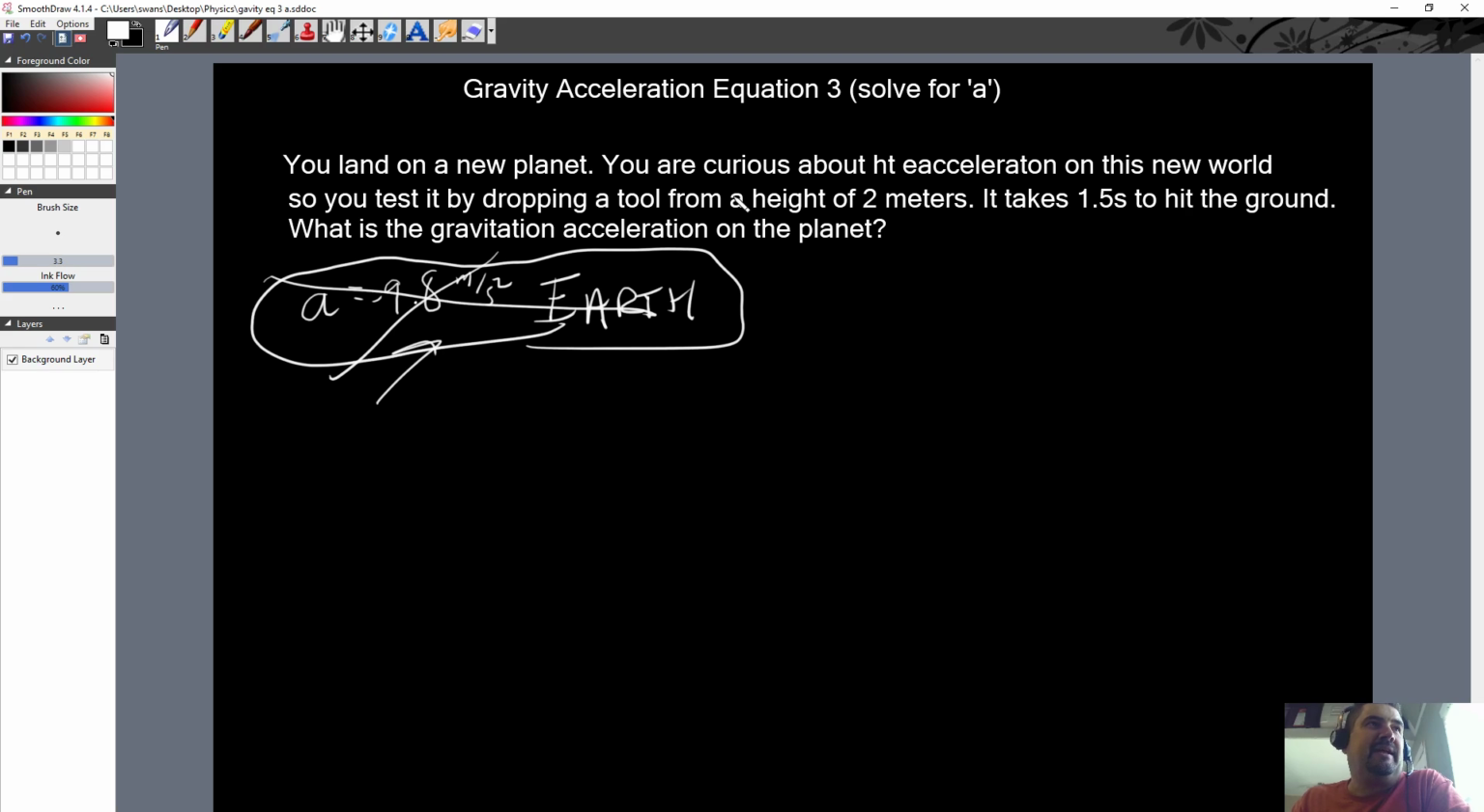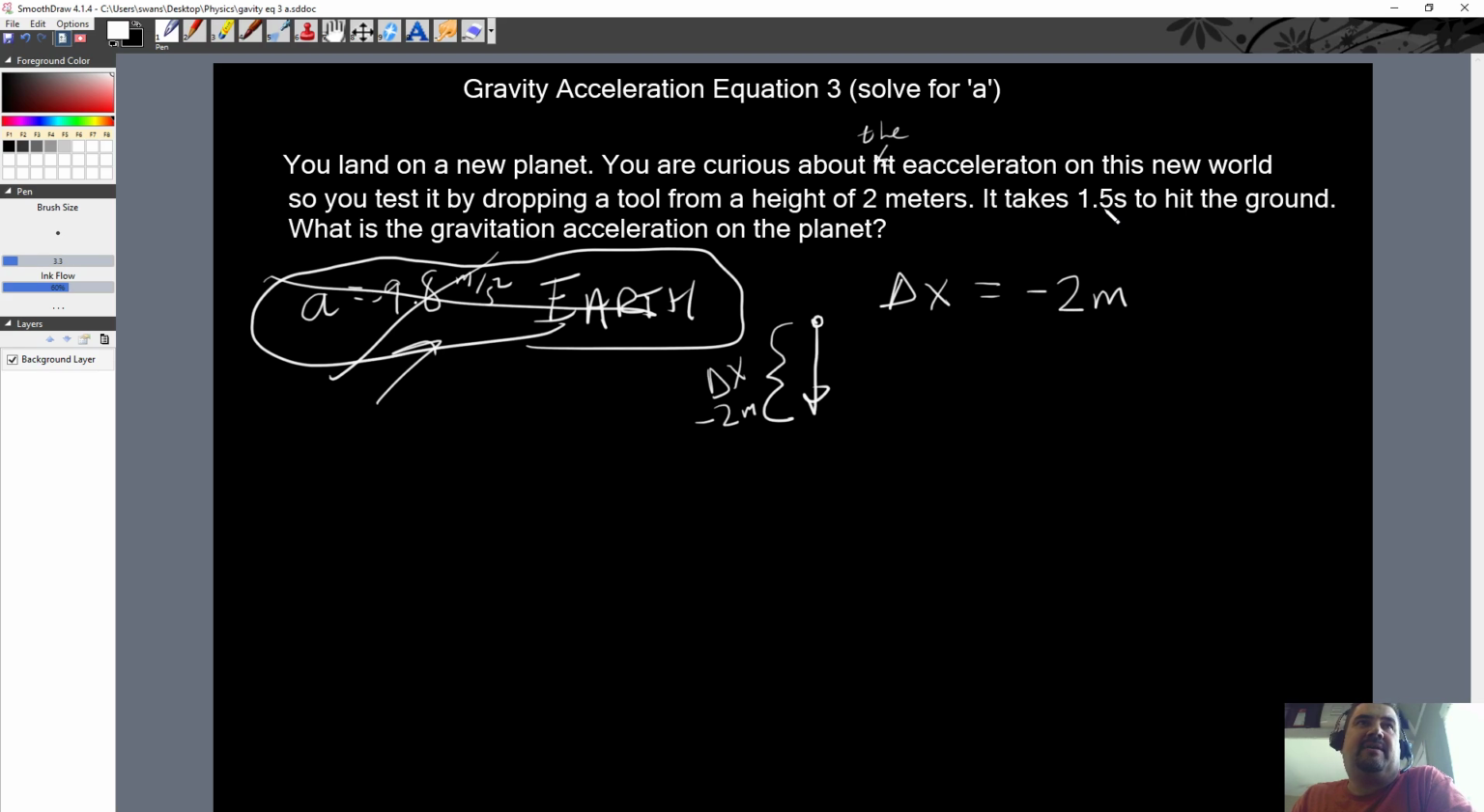If you land on a new planet, you are curious about the acceleration on that world. You test it by dropping a tool from a height of 2 meters. So you grab a tool from your tool belt, measure 2 meters high, and drop it. So we know its change in displacement will be negative 2 meters. Why is it negative? Because it's going to fall downward. It did not move upward 2 meters, it moved down 2 meters, so negative 2.